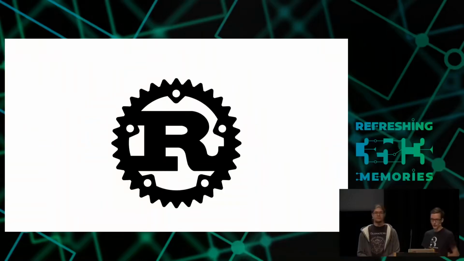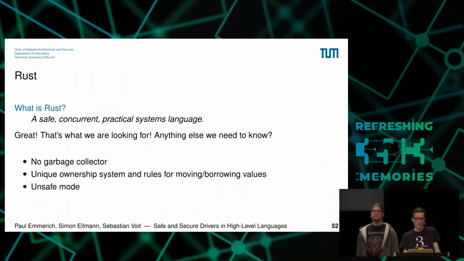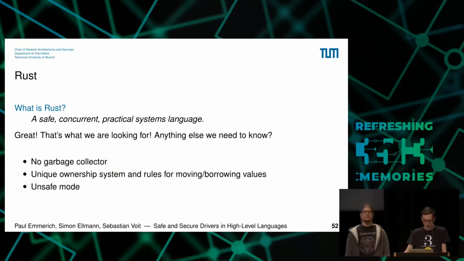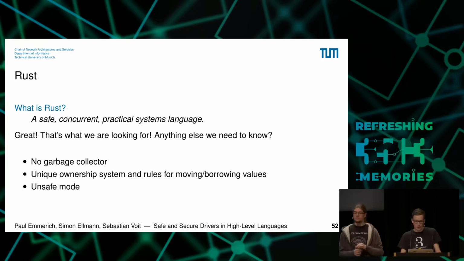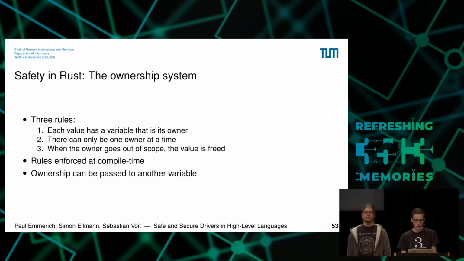Thank you, Sebastian. So let's talk about Rust. What is Rust? Well, the Rust website says it is a safe, concurrent, and practical systems language. Sounds great. That's exactly what we need to write a user-space network driver. So is there anything else we should know? Well, yes, Rust has no garbage collector, so we have less overhead for memory handling. It has a unique ownership system and some rules for moving and borrowing values. So with these rules, we can accomplish Rust's goal of memory safety, and we have unsafe like in other languages presented before.